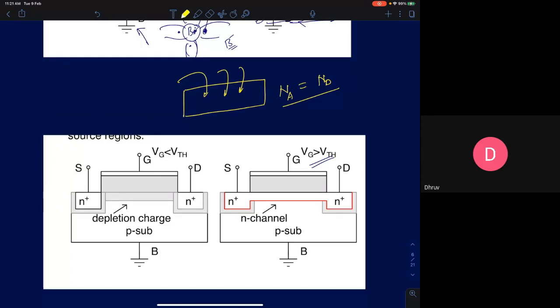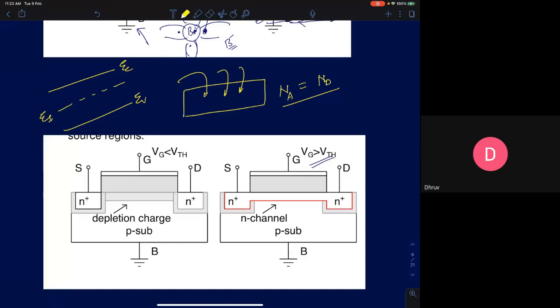It becomes intrinsic, right? What happens to the Fermi level? Look at it from the Fermi level point of view. You have the conduction band, you have the valence band. This is the conduction band, this is the valence band. Previously, the Fermi level was exactly at the center. Assume that it's close to the center.